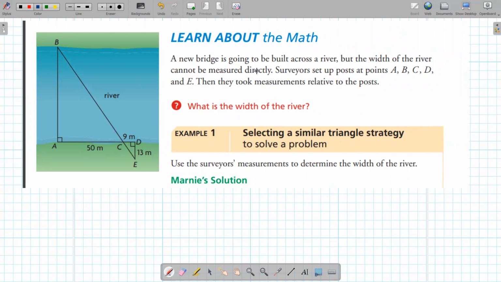A new bridge is going to be built across a river, but the width of the river cannot be measured directly. Surveyors set up posts A, B, C, D, and E. Then they took measurements. The question is, find the width of the river, side AB. Any ideas on how we can do this?